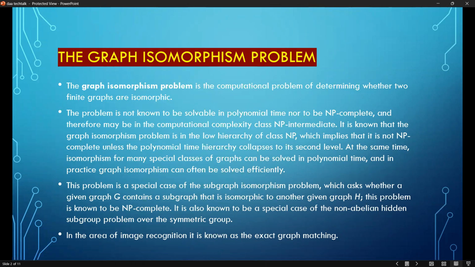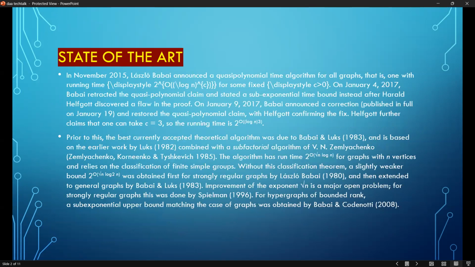This problem is a special case of the subgraph isomorphism problem, which asks whether a given graph G contains a subgraph that is isomorphic to another given graph H. This problem is known to be NP-complete. It is also known to be a special case of the non-abelian hidden subgroup problem over the symmetric group. In the area of image recognition, it is known as exact graph matching.